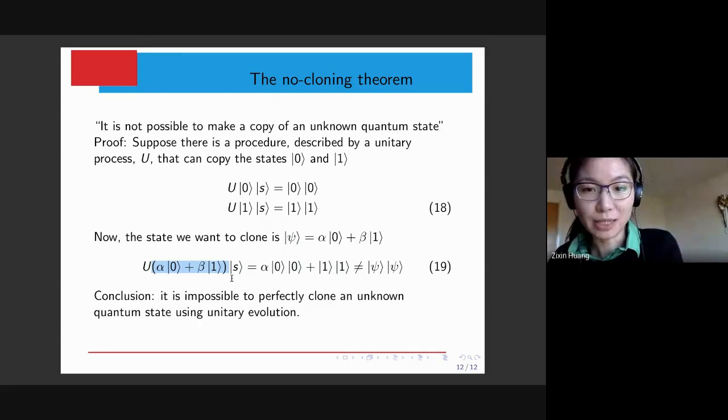And so this is actually great news for quantum cryptography. And I think I'll go into that in the next lecture.